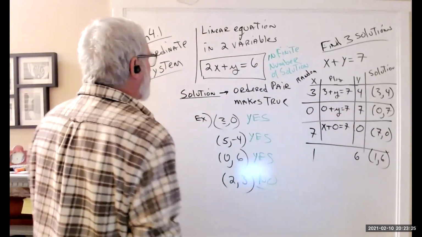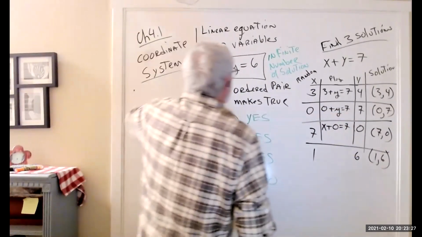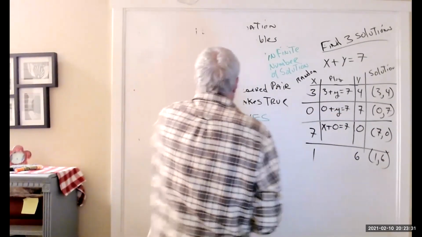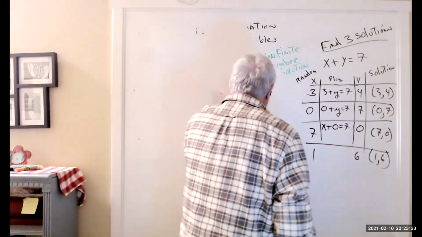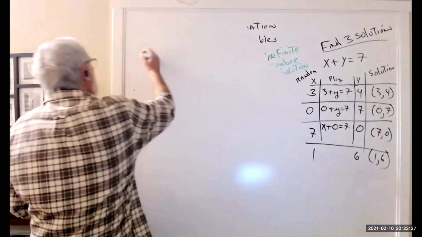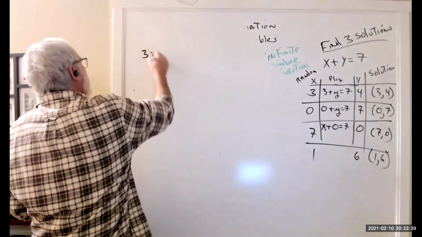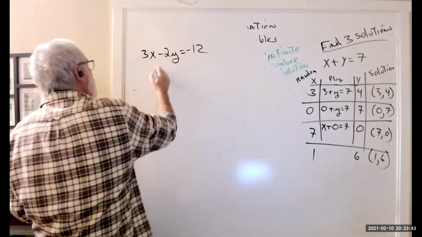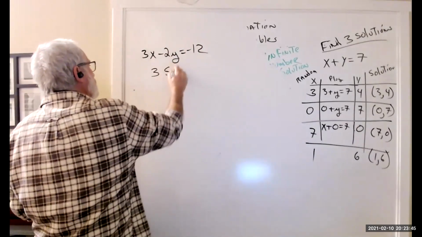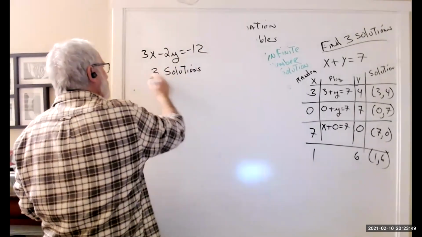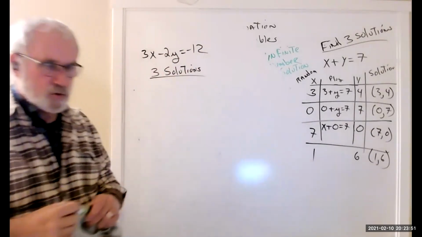Okay. Let's have you guys try 3x minus 2y equals negative 12. I want you to find 3 solutions.